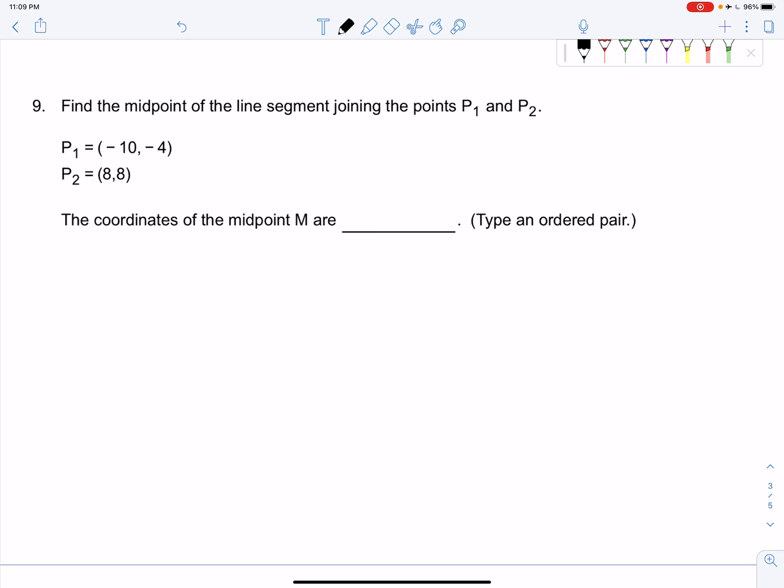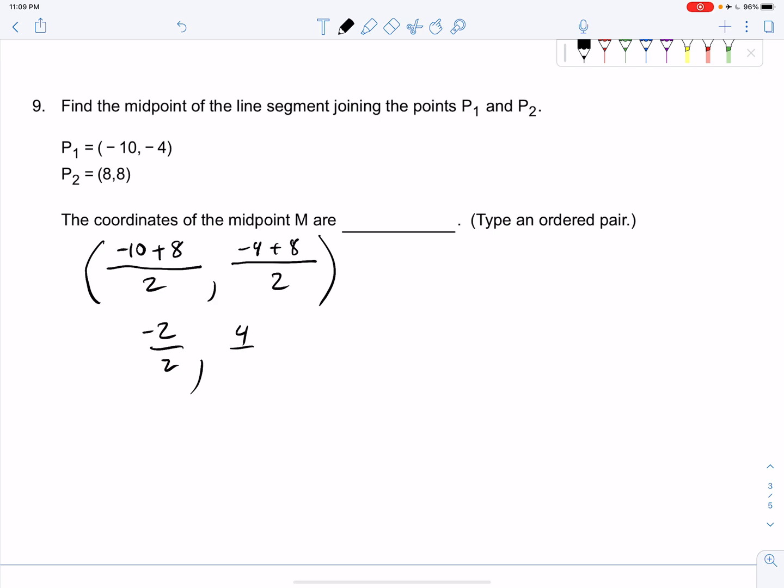All right, let's do that again. Find the midpoint of the line segment joining these 2 points. The coordinates of the midpoint are, okay, well, no problem. Find the average of the x's. That's just going to be negative 10 plus 8 divided by 2, comma, average of the y's, negative 4 plus 8 divided by 2. Let's do the math. Negative 10 plus 8 is negative 2 divided by 2. There's your x value. Negative 4 plus 8 is positive 4 divided by 2. There's your y value. And the first x value simplified down is negative 1. The y value is 2.